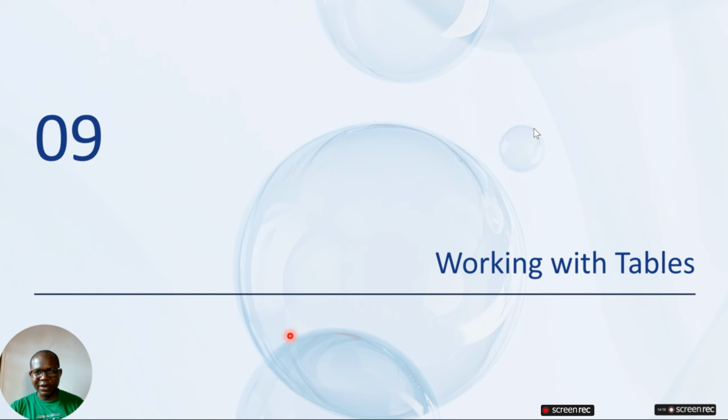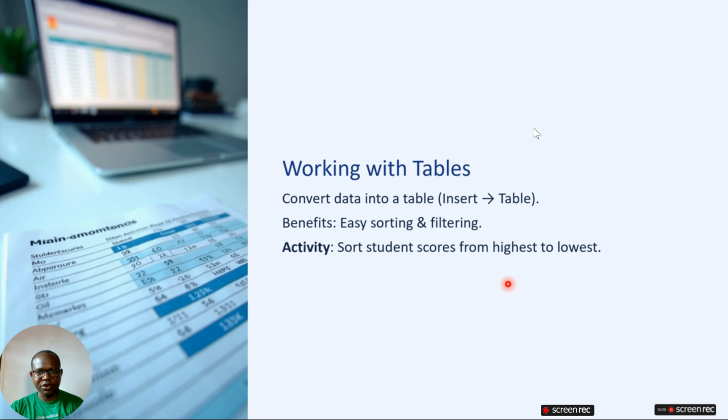Now, the next thing we're going to talk about is working with tables. There are different ways you can actually work with tables using the Excel sheets. Converting the data into a table, all you need to do is again to select your table. When you select your table, you go to the Insert button, and then you insert it as a table. The benefit of this is that it also helps easy sorting and filtering of your data set.